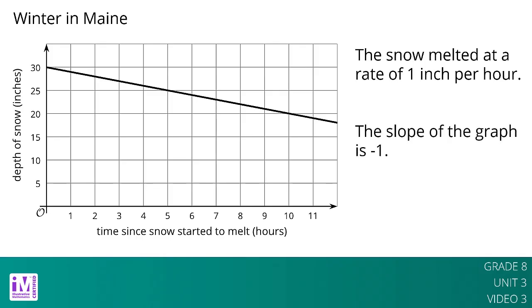The slope of the graph is -1, since the rate of change is -1 inch per hour. That is, the depth goes down 1 inch per hour. The vertical intercept is 30, since the snow was 30 inches deep when the warmth started to melt the snow.